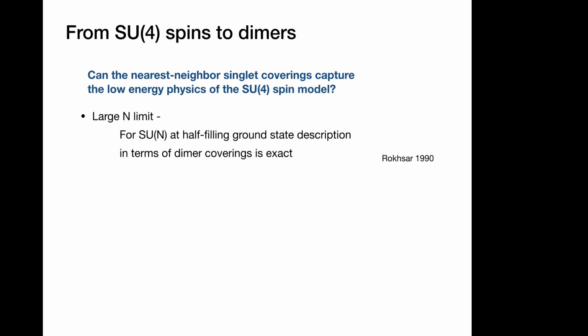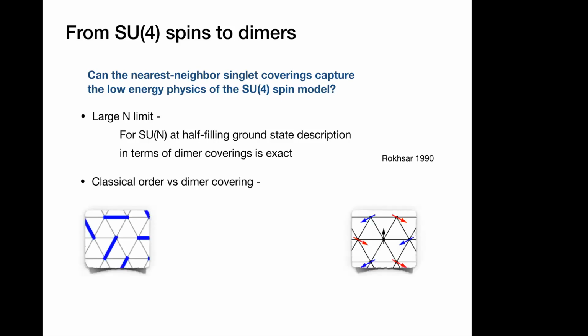But first of all, we know that in the large N limit, if we go to SU(N) at half filling, due to the theorem by Read and Sachdev, we know that the ground states are actually described exactly in terms of dimer coverings. But then you could ask whether 4 is already a large enough N. To get some understanding of that, we could just compare the energies of these 2 representative states: the classical magnetically ordered 120-degree state, and a single dimer covering of the lattice.